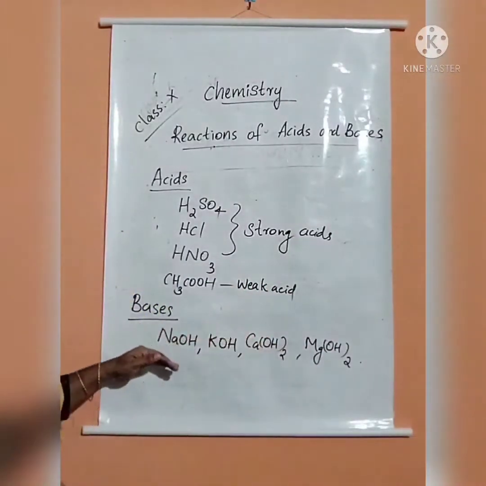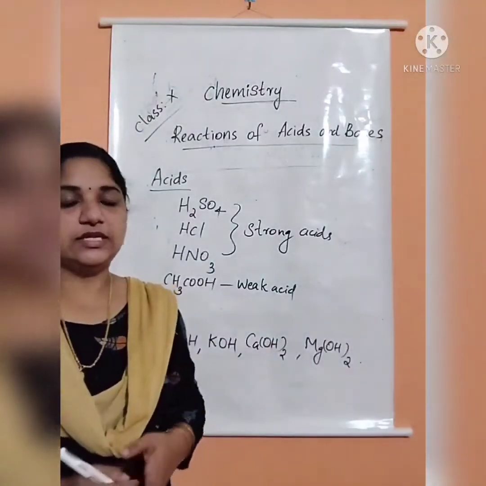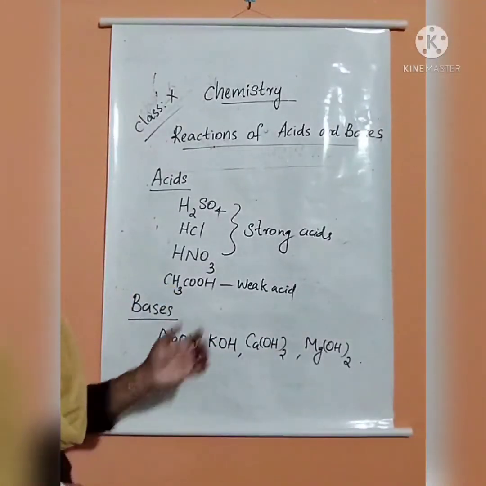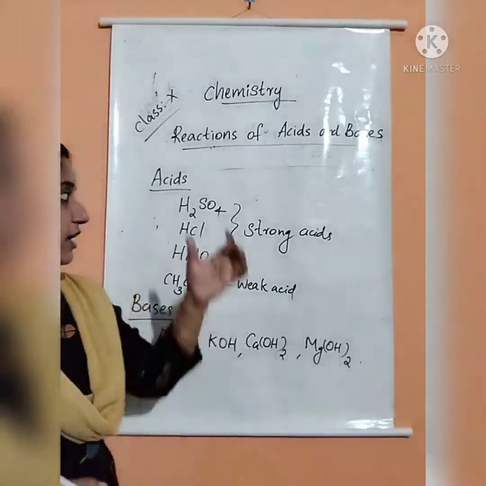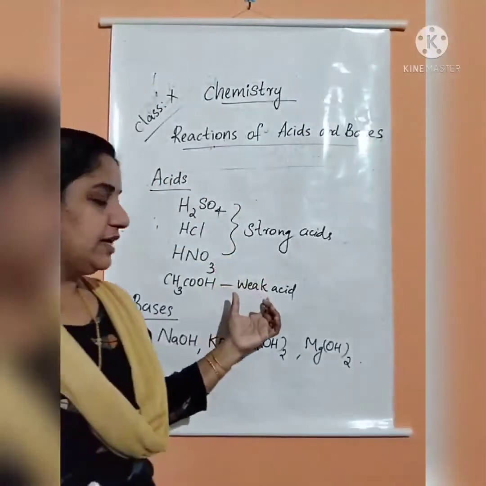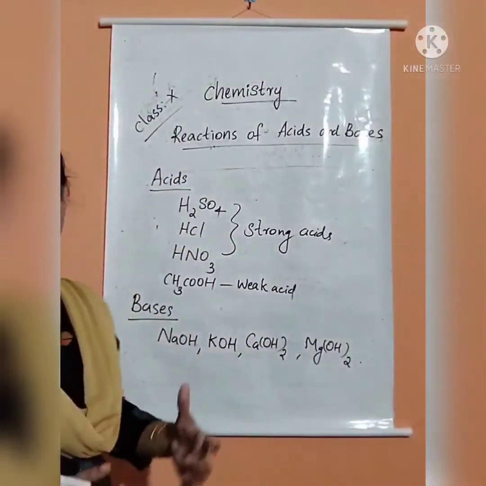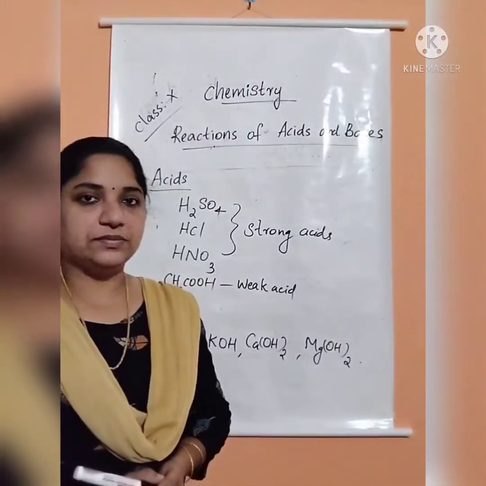Sodium hydroxide, potassium hydroxide, calcium hydroxide, magnesium hydroxide: these are examples for strong bases. These are strong acids. This is a weak acid. These are strong bases. Ammonium hydroxide is a weak base.